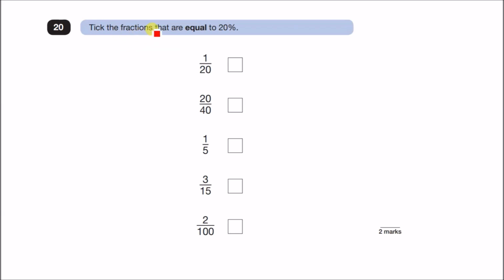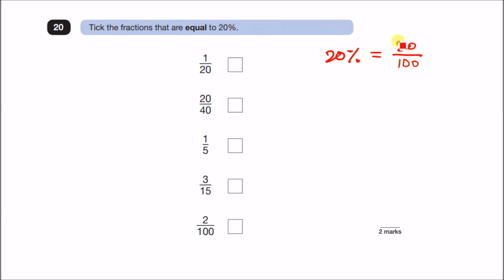So take the fractions that are equal to 20%. Ooh, all right, this is an interesting one. Let's ignore the examples here for a second, yeah? My trick is to firstly figure out what 20% actually is, if you're not too sure. Well, when you want to change a percent to a fraction, the clear way is to know that percent means per 100. So this means 20 per 100, or 20 out of 100.